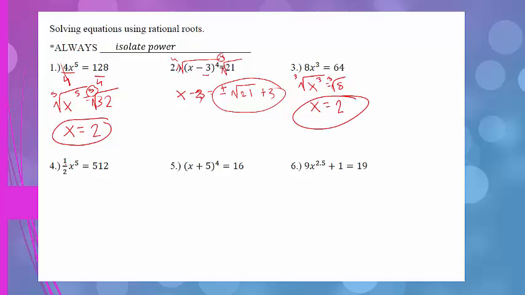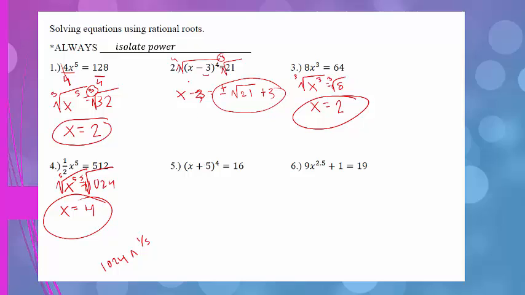Number 4, 1/2 is not part of the exponent, so the first thing I want to do is multiply both sides by 2 and get 10^24, and then we're going to take the fifth root of each side. Now, 10^24 does happen to be a perfect fifth power, but if you ever want to double check, you can certainly type it in your calculator. That is the same thing as saying 10^24 to the 1/5 power. So if you check with your calculator, you're going to see that the answer is 4.